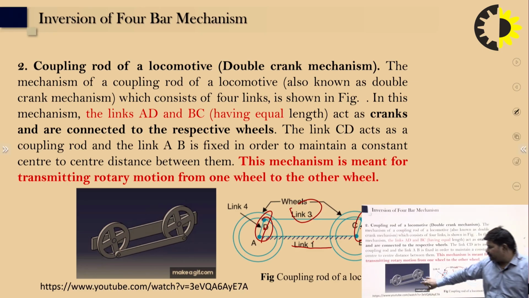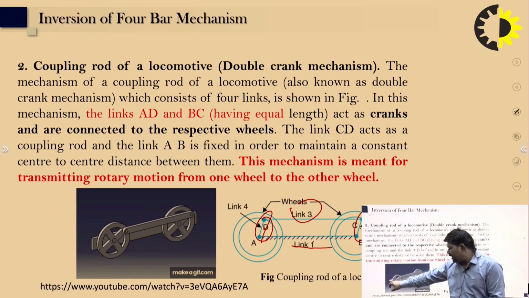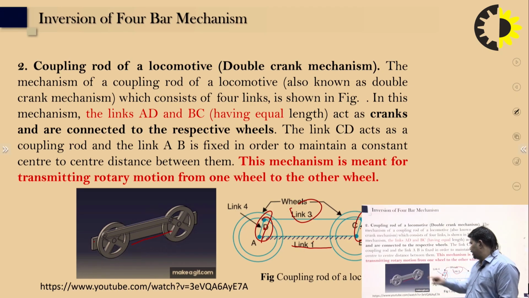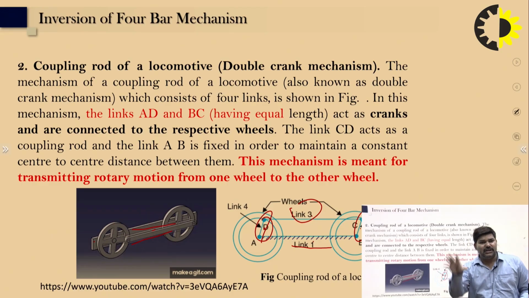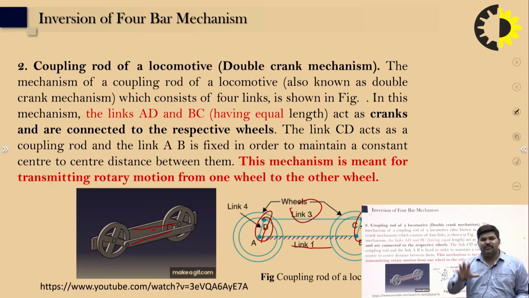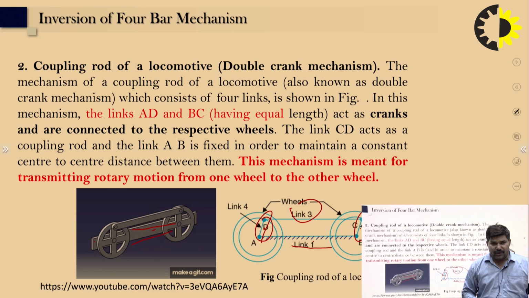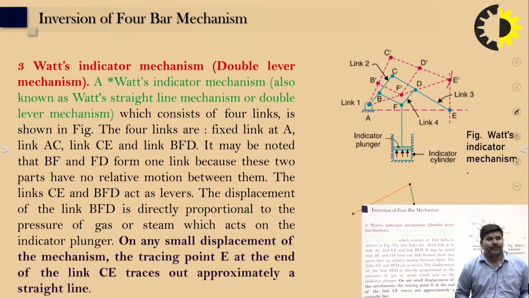You can see here in the figure, one is the frame, then the 2 cranks, and the connecting rod, or the coupler, that rotates. So this mechanism transmits the rotary motion from one wheel to the other wheel.